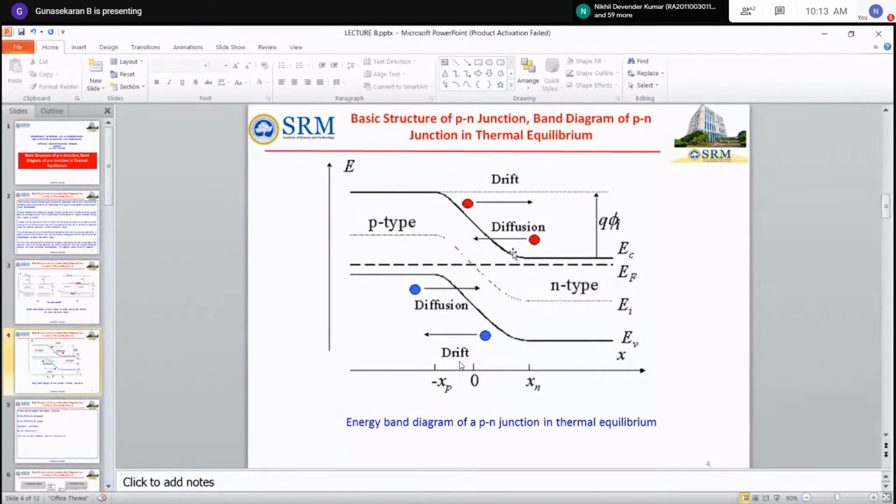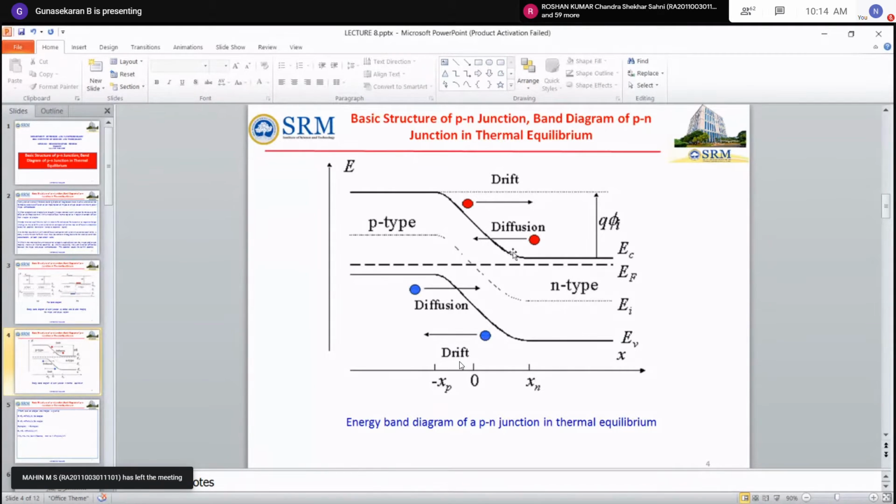Here this is E_C. It is coming and moving toward E_F, and after that you get a straight line. The E_F, the Fermi energy, is a straight line here. For the N region it is very close to E_C, and for the P region it is very close to E_V. Like that, your energy band diagram is slightly shifted.